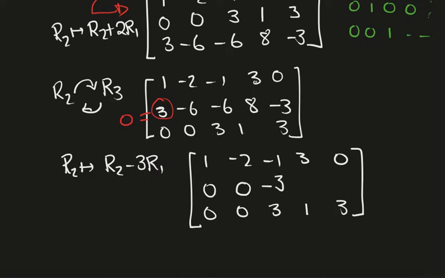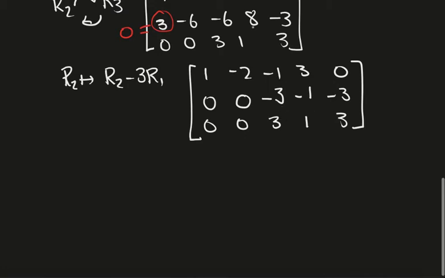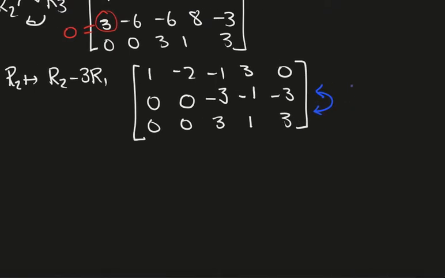3 times negative 1 is negative 3, but we're subtracting it, so we add, and we get negative 3. 3 times 3 is 9. Subtracting it, I'll get negative 1. And 3 times 0 is 0, so here I'll just have negative 3. You can see that rows 2 and 3 are scalar multiples of each other.